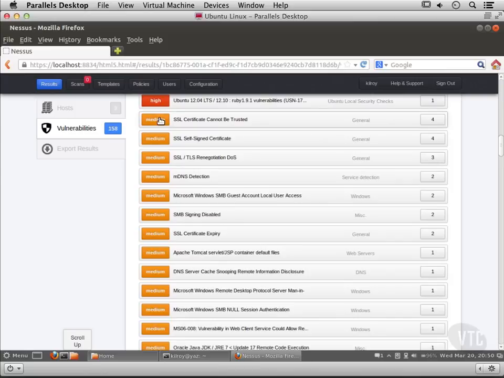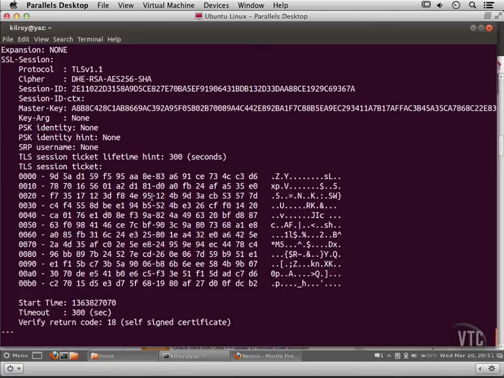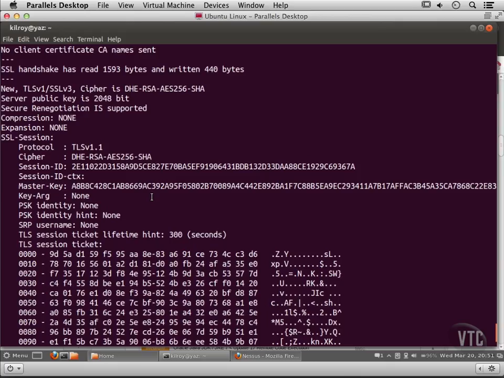Now, there are some other ones down here I did want to take a look at. So we've got this SSL certificate cannot be trusted. SSL self-signed certificate. So I could actually follow up on this, and this is something I could easily do manually. I could do openssl s_client, host would be 172.30.42.55, and port is 443. So now OpenSSL has done the negotiation with the server, and we've got the certificate information back here.